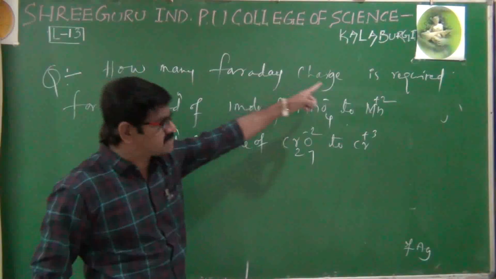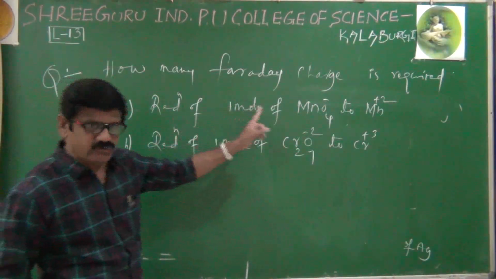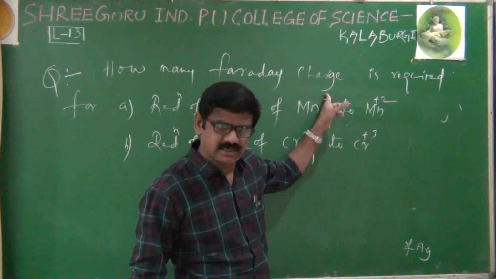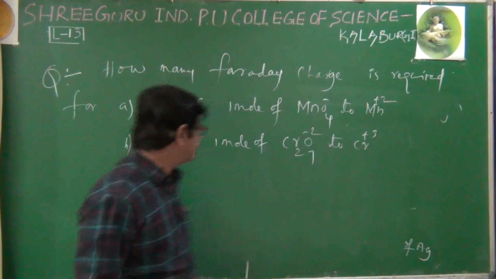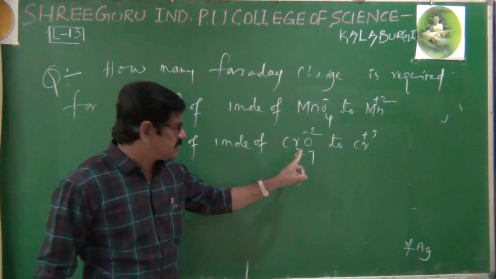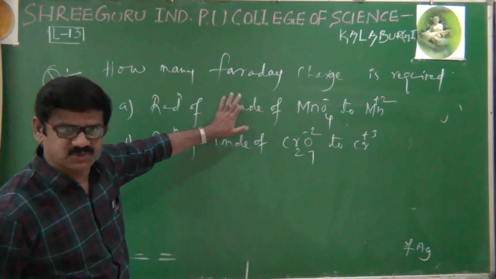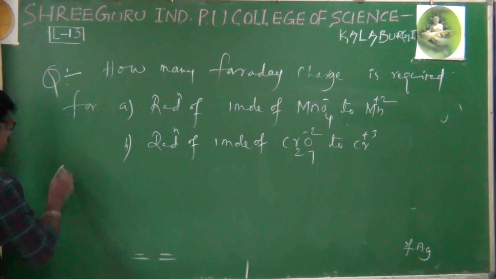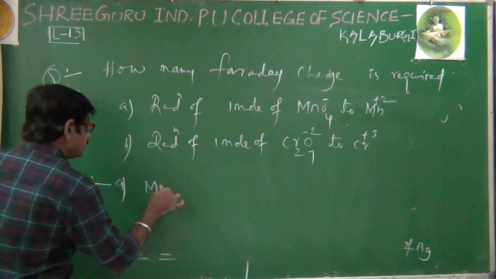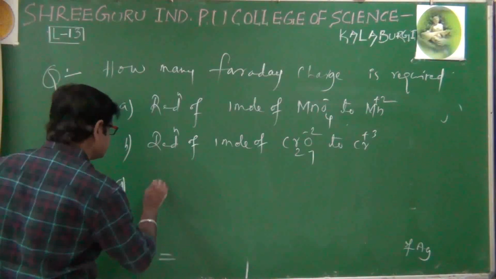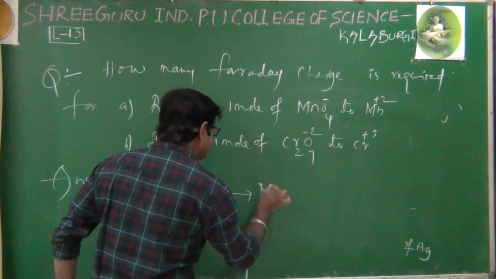How many Faradays of charge are required for reduction of 1 mole of MnO4 minus, that is permanganate ion, to Mn plus 2. The second one is reduction of 1 mole of dichromate ion to Cr plus 3. First we'll try to solve the first question. Here MnO4 minus has converted to Mn plus 2.